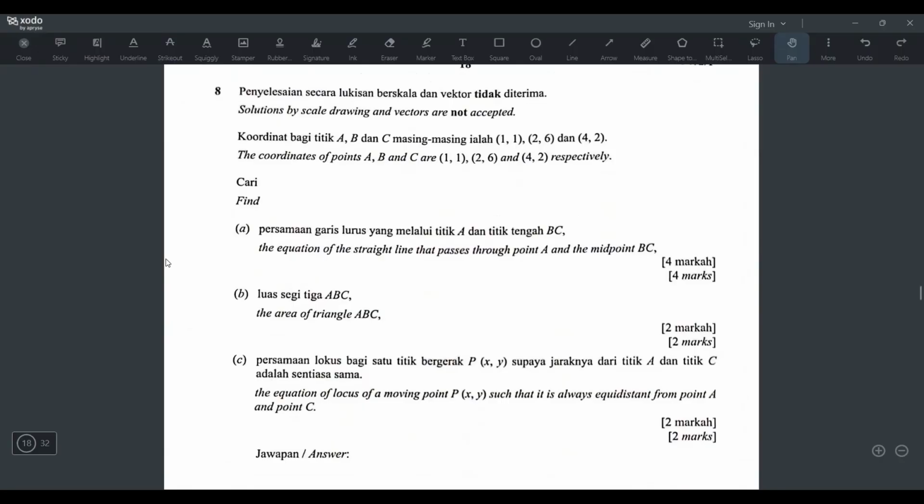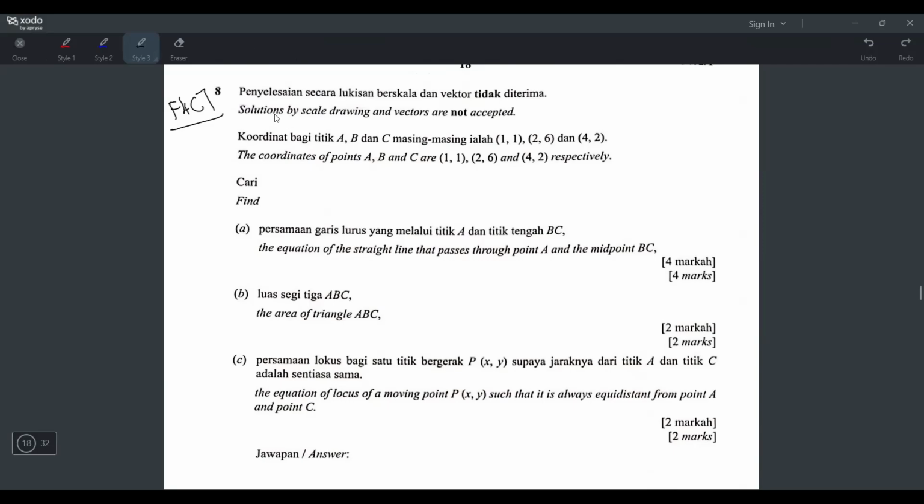Okay, let's continue. Number 8. What chapter is this? So I see coordinate here, so I think I know already. This is Form 4, chapter 6, I think. Is it 6 or 7? The coordinate geometry chapter is chapter... wait, it's 7. Yeah, it's 7. Chapter 6 is linear law. Chapter 7 is coordinate geometry, and chapter 8 is vector. So yeah, this is coordinate geometry.